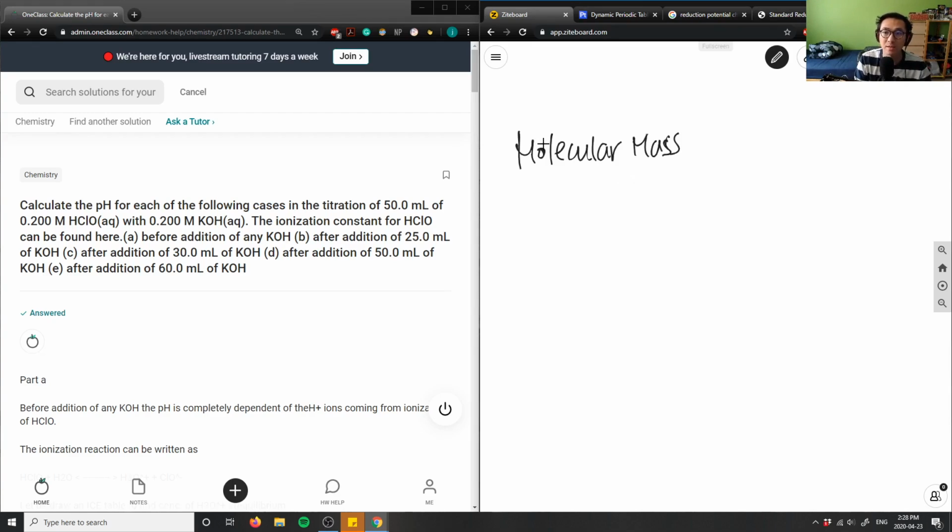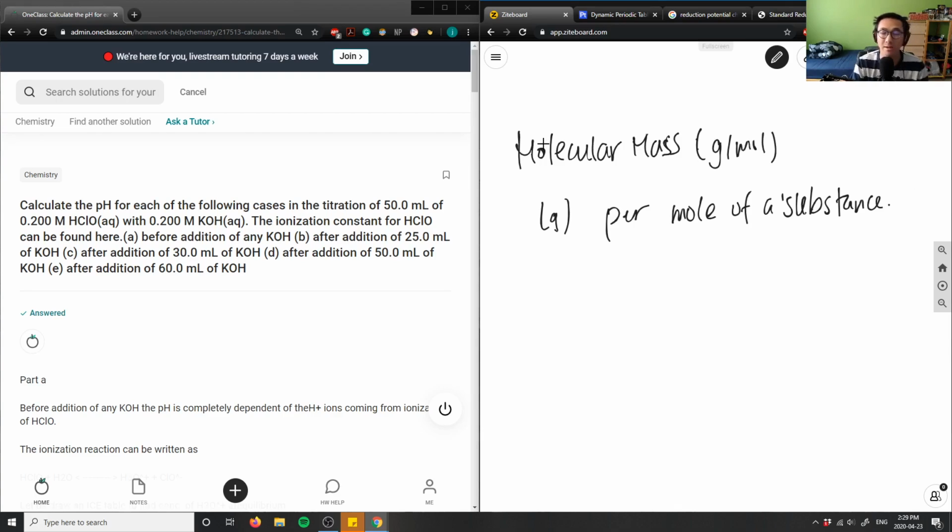Molar mass, or molecular mass, is this topic of how much the element weighs in terms of mass, in terms of grams per mole of a substance. We learned about moles in your junior level chemistry course here. And grams per mole is simply whatever the molecular mass is. That's the units for molar mass.